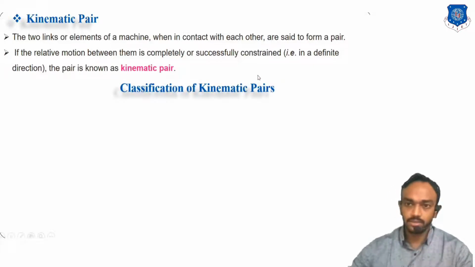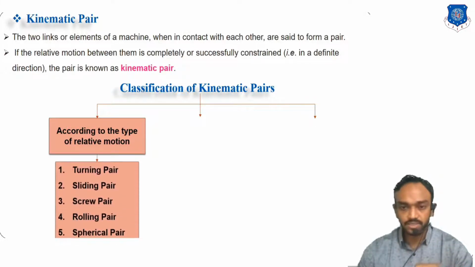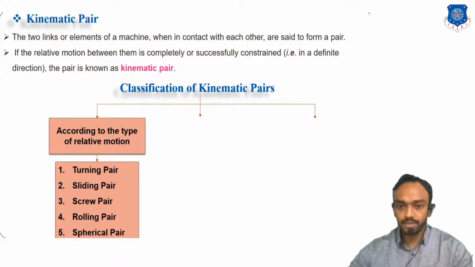There is a classification of kinematic pair. Let's start with the first criteria. According to the types of relative motion: two links are in contact with each other and make a pair, but which type of relative motion is between them? Based on that criteria, there are five types of pair. First is a turning pair, second is a sliding pair, then screw pair, rolling pair, and spherical pair.